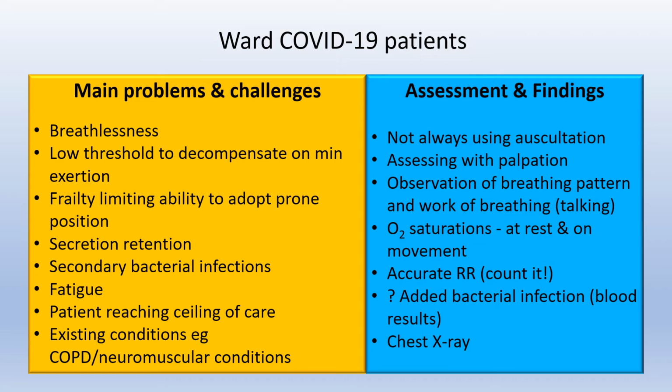We're typically seeing patients with respiratory rates in the 30s and 40s, and actually those sorts of things were telling us more than listening to their chest, which was a bit different from what we're used to, where we probably listen to people's chests quite regularly. Checking their blood results to see if they've got an infection as well, and also looking at the chest x-ray, which we'll come on to.